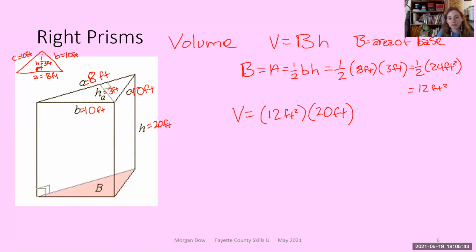All right, so we have 12 square feet times 20 feet. So altogether, the volume of our right prism is 240 cubic feet.